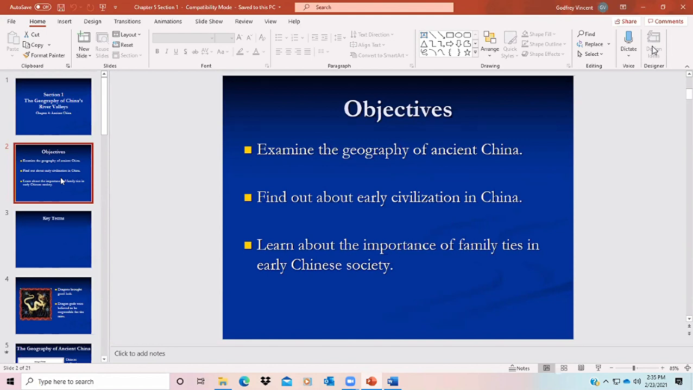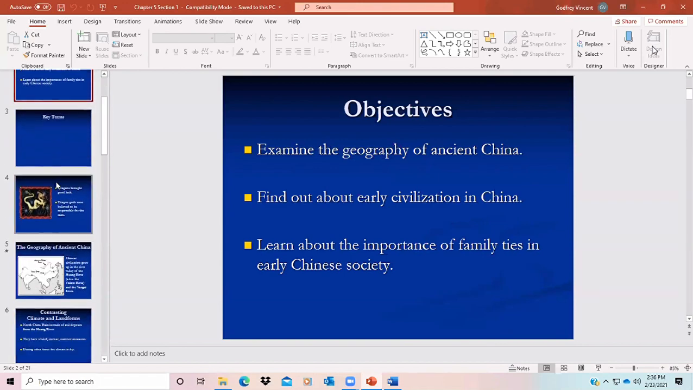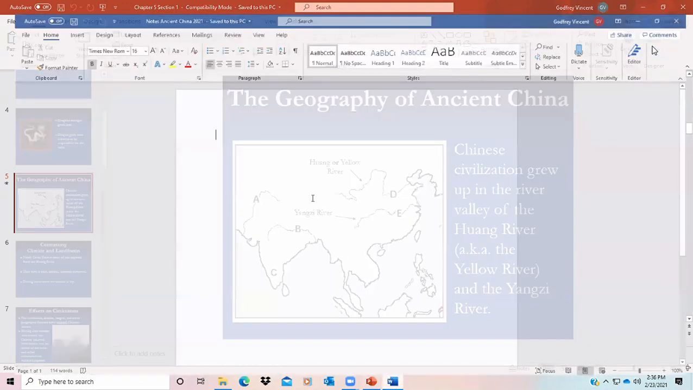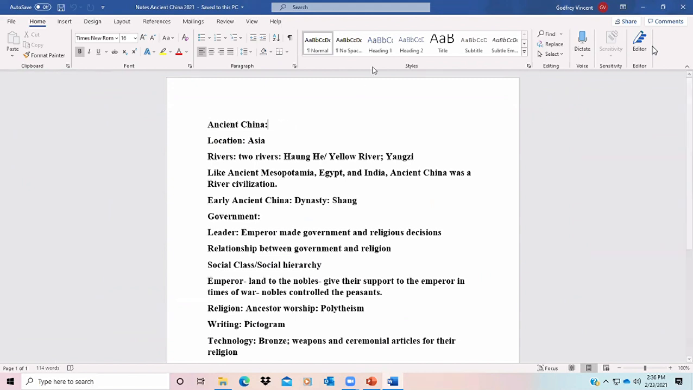One of the things I like to study is geography and location. So we will examine the geography of ancient China. We'll find out about our early civilization in China. And so this is China here. And we know, like Mesopotamia, ancient Egypt, and India, China is a river civilization, right? So we can establish that ancient China was one of the river civilizations.